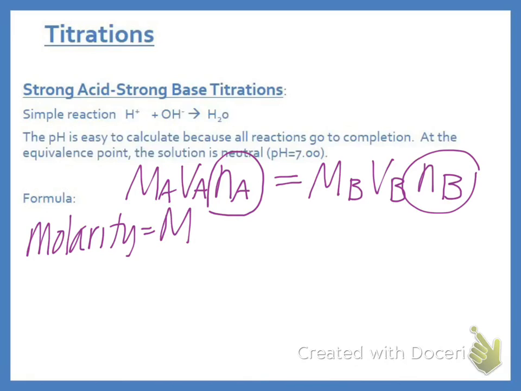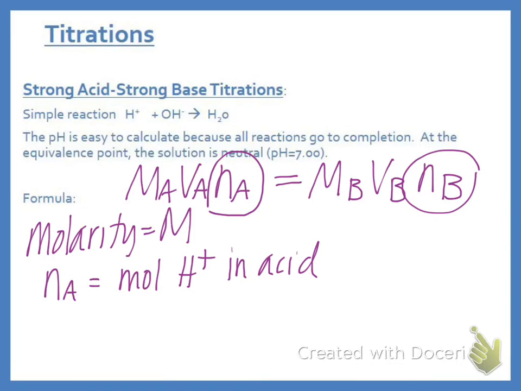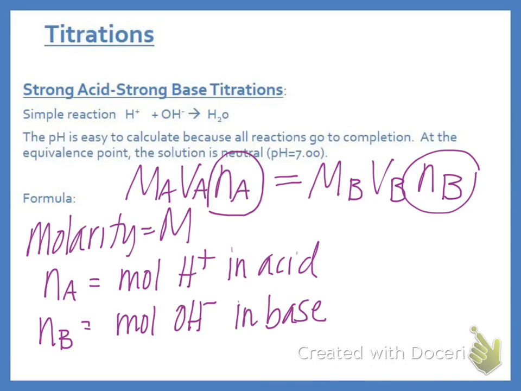Okay? Na is the number of moles of hydrogen in your acid. Nb is your moles of hydroxide in your base. Okay? You have to include that in there, even if it's 1, and you have to include the units on there so you can see how it works.